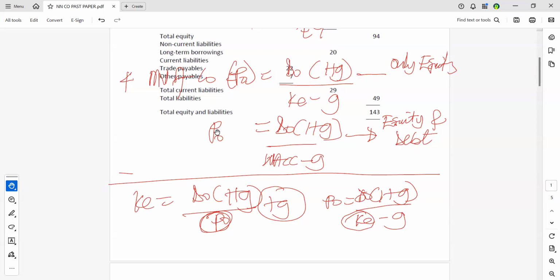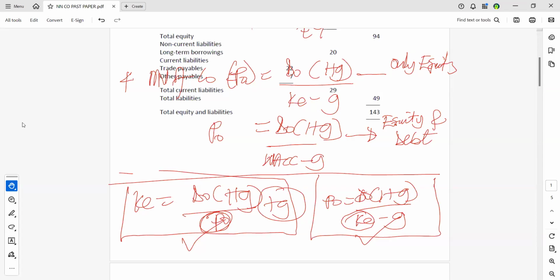Is your question answered? Yes, please. Thank you. That means that we need to know the distinction between this Ke formula and the P0 formula. That is one takeaway that I can infer from your question. We need to master the formulas for Ke and P0. We shouldn't let the two confuse us, right? One is calculating cost of equity. One is calculating the price, and the price is the market value.